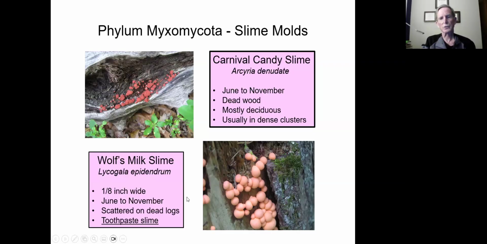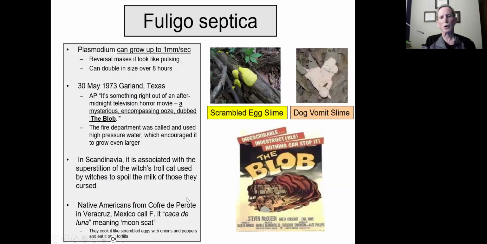Not this particular picture, but the two most famous ones are what's called scrambled egg or dog vomit slime. This is the one you see in your garden and your mulch quite frequently. It starts out orange, yellow, and then turns. This grows, and there have been numerous cases. The Blob, the first movie with Steve McQueen, was based on an incident involving scrambled egg slime in the 1950s that scared the whole community because it was growing. They thought it was from outer space. That was really the origin of the story on which the Blob was based.